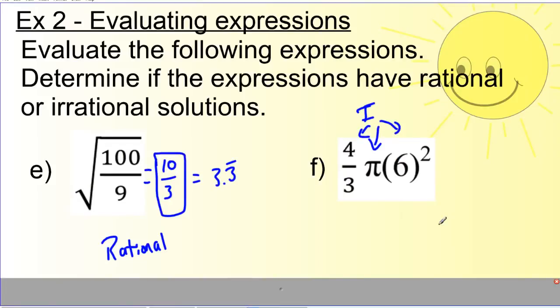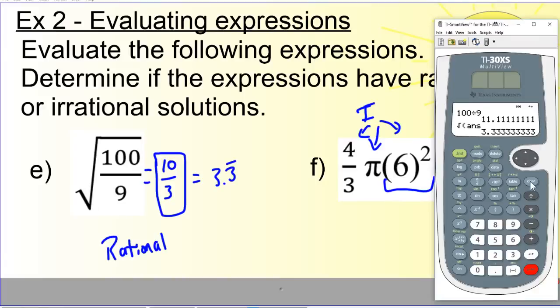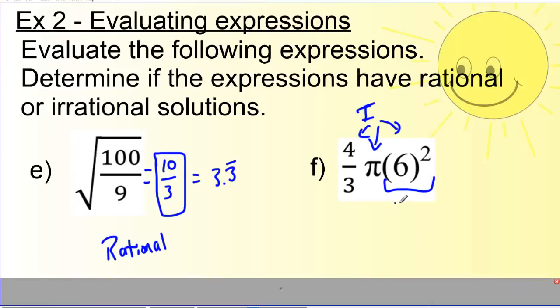Now, if you're following your order of operations, the very first thing you should evaluate here is this 6 squared. You do exponents before multiplies and divides. So 6 squared, another calculator feature, you see it right here, this x squared button, 6 squared is 36. That is 6 times 6. That's what 6 squared means. So we have 36 times pi times 4 thirds.